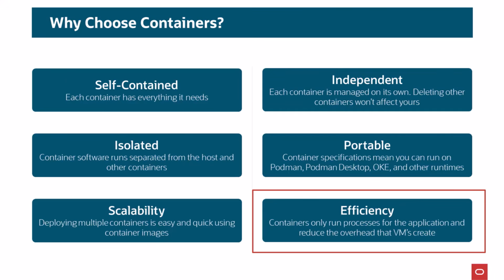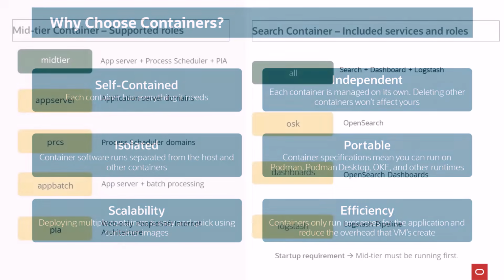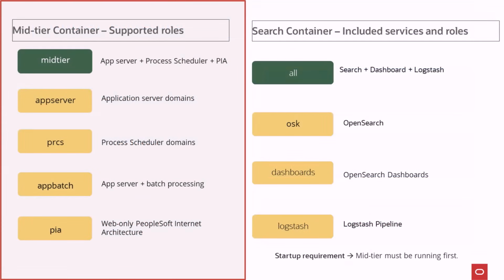Container images, which you download from My Oracle Support, provide everything you need to deploy a mid-tier or search environment without the need to obtain multiple DPKs or build a container. You simply modify configuration files and run a script. The mid-tier container image supports multiple roles. You can deploy application server, process scheduler, web server, app batch, or full mid-tier container.